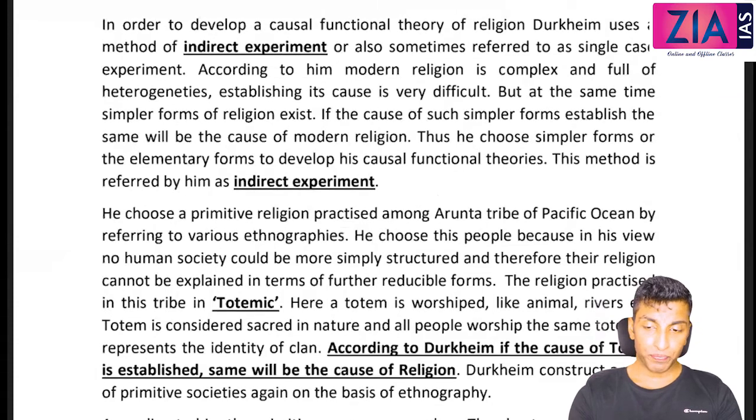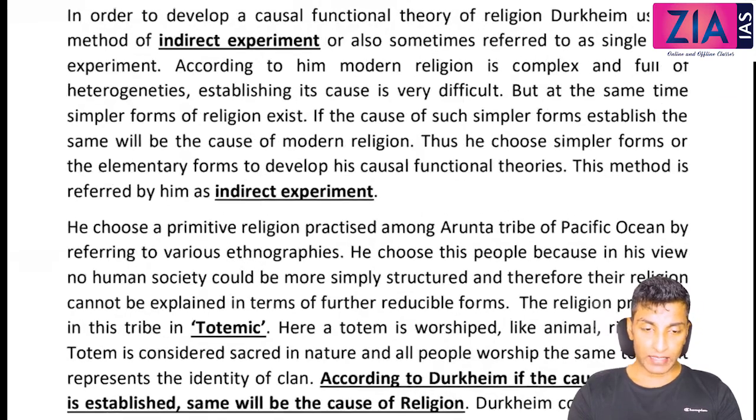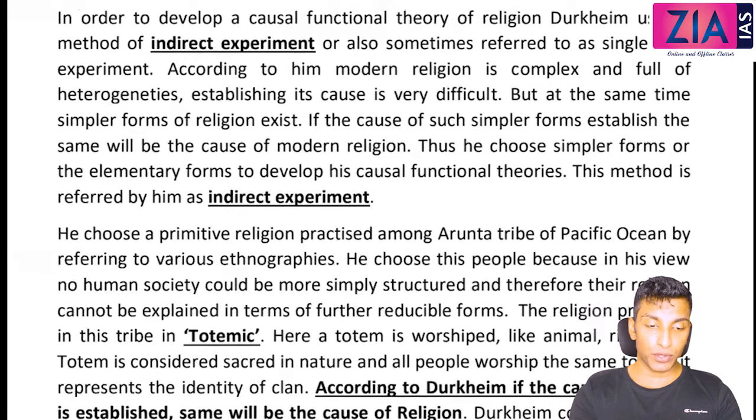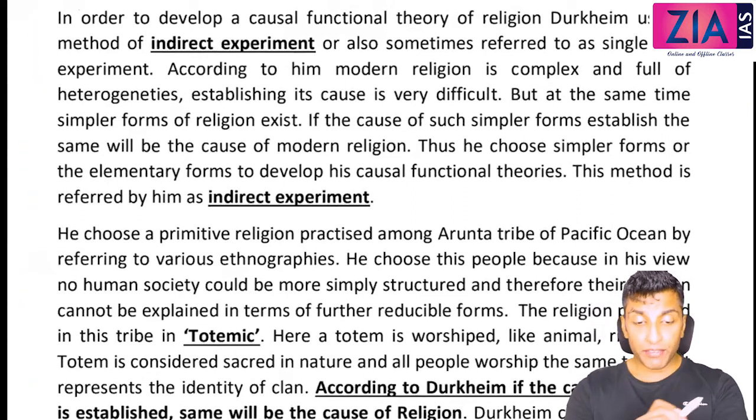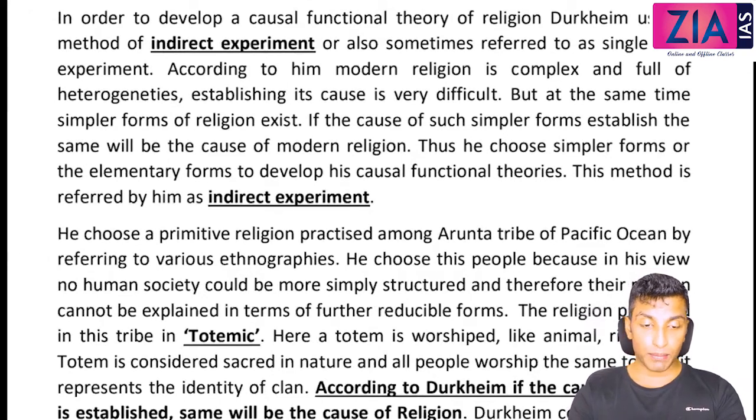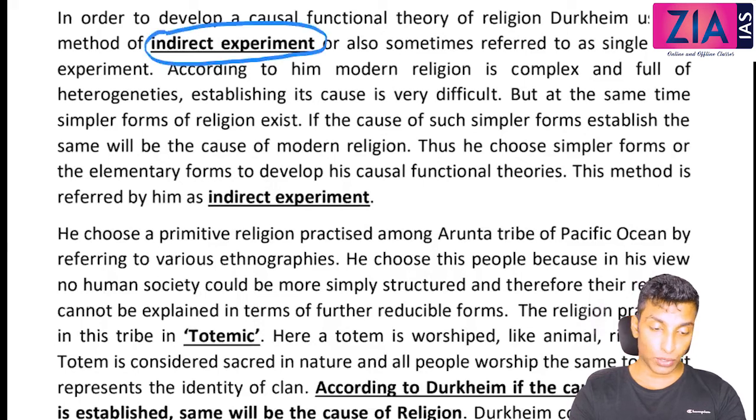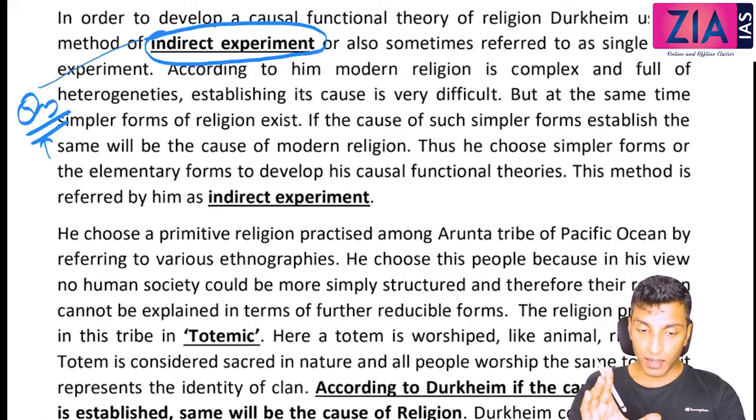The same thing only, but the diagram will be very easy for you to remember, and you try to reproduce this in your words. Okay? In order to develop a causal functional theory of religion, Durkheim uses the method of indirect experiment. So this also can be a question. If this question is asked, you need to tell what is indirect experiment and you need to write an example from this particular theory. With that only you will be able to come up with the proper content, and you need to write one or two criticism of this theory.